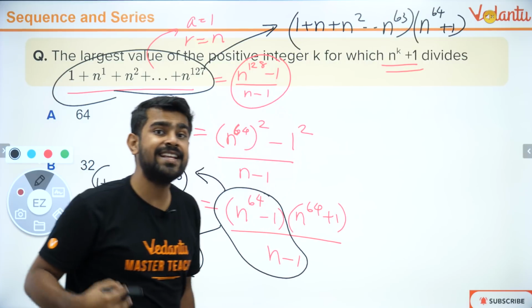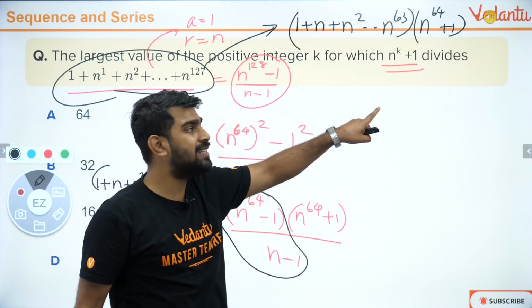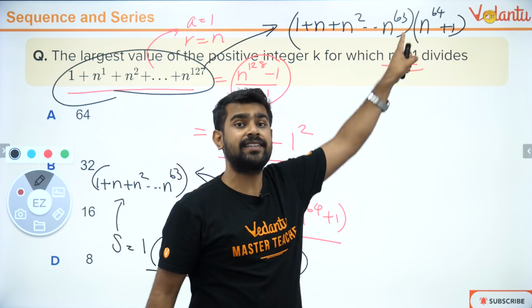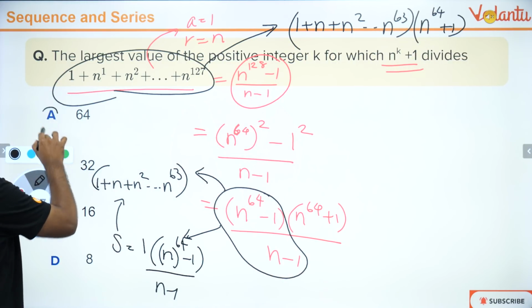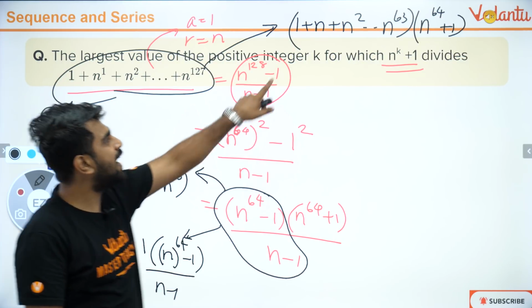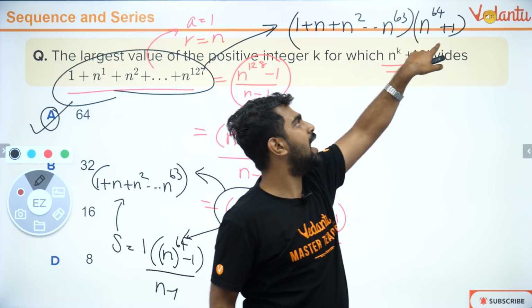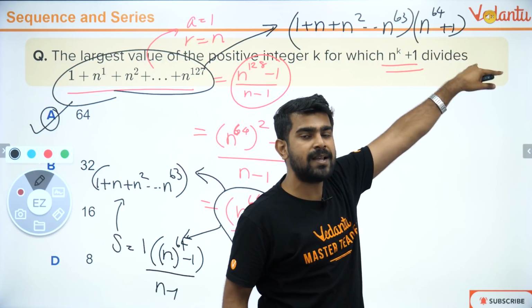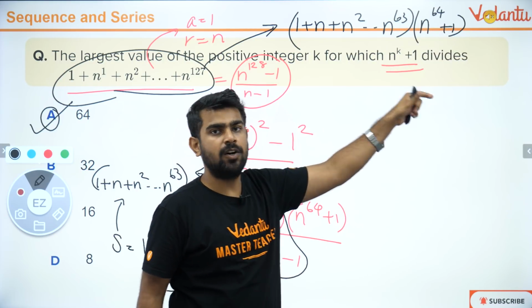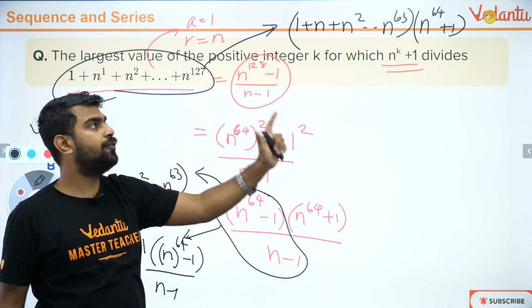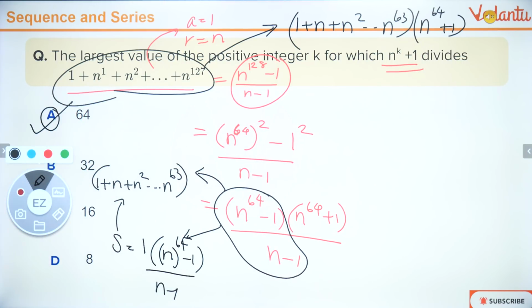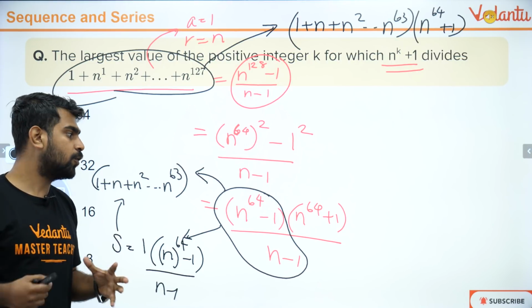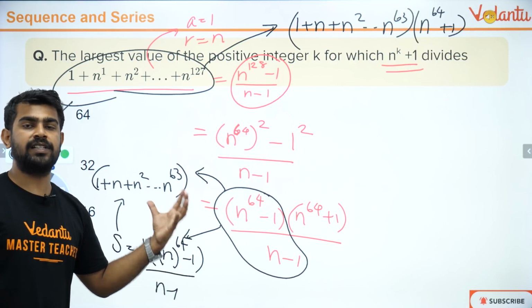So what is the highest value of k for which n to the power k plus 1 is a factor of this? It is 64. That's it, as simple as that. Because what I have here is one factor into another factor. So n to the power 64 plus 1 will divide whatever I have here. Therefore, the highest value of k will be 64. I hope you guys have understood it. Pretty simple, has to do with GP and how you correlate your formula of sum of a GP.